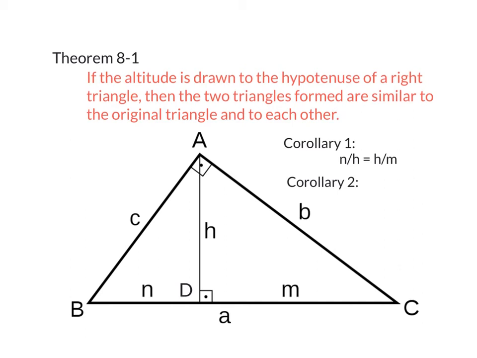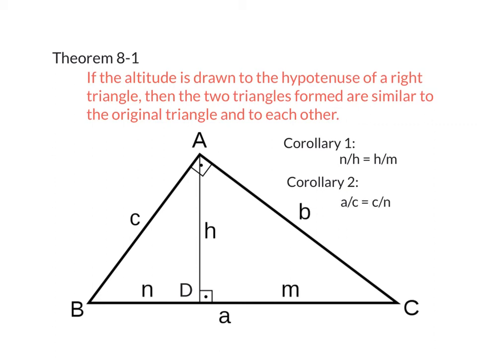Now Corollary 2 states the following. When the altitude is drawn to the hypotenuse of a right triangle, each leg is the geometric mean between the hypotenuse and the segment of the hypotenuse that is adjacent to that leg. In other words, this corollary is going to have two parts.